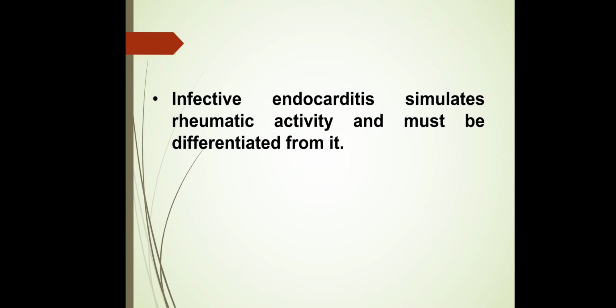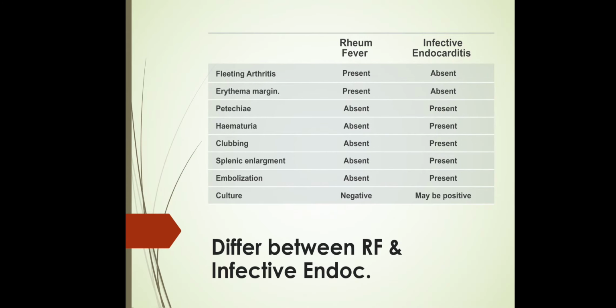Infective endocarditis simulates rheumatic activity but must be differentiated from it. In cases of rheumatic fever, there is always fleeting arthritis and erythema marginatum, which is like pinkish or reddish patches around the joint. These signs and symptoms are absent in infective endocarditis, while in infective endocarditis you are expecting to see petechiae under the nails, hematuria, clubbing, splenic enlargement, and signs of embolization. As for the culture, it is always negative in rheumatic fever, but it is mostly positive in infective endocarditis.